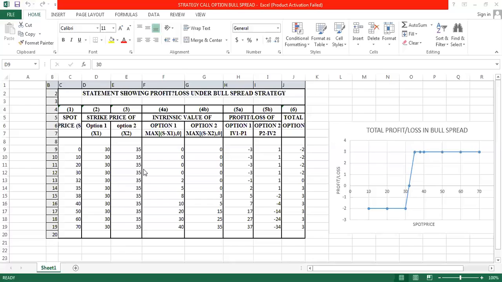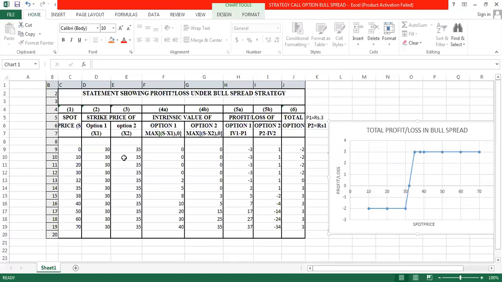Now we have purchased option 1 at rupees 3 and we have sold option 2 at rupees 1. So these are nothing but P1 and P2. P1 is rupees 3, the premium of the first option which we have paid, and P2 is the premium of the second option which we have received. So basically P1 is equal to rupees 3 and P2 is equal to rupees 1.